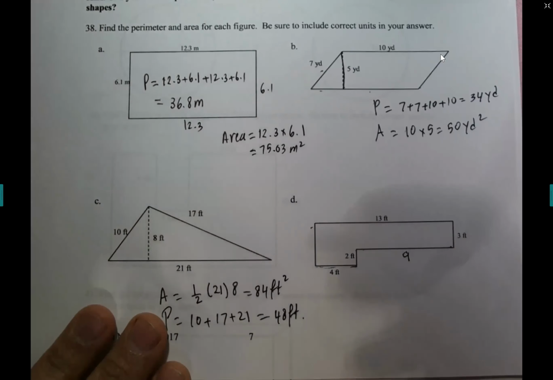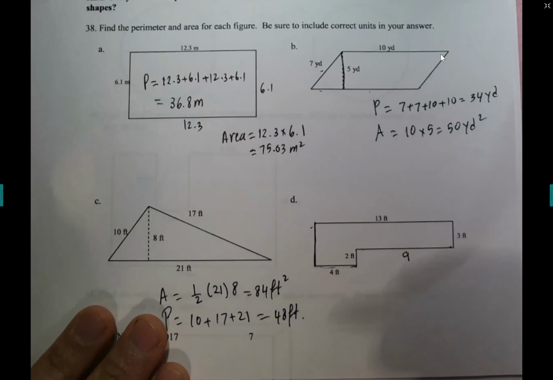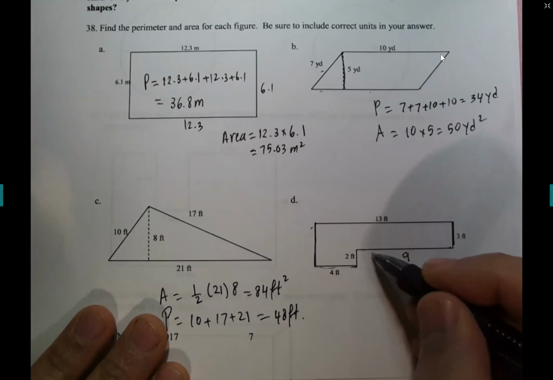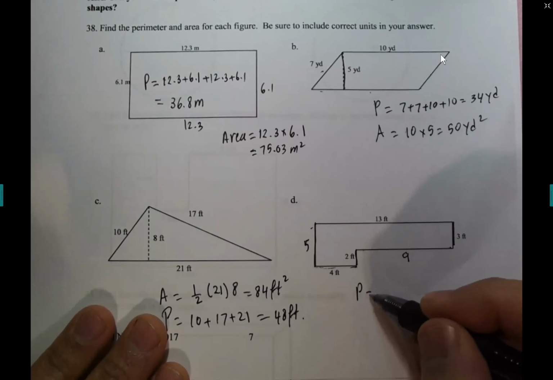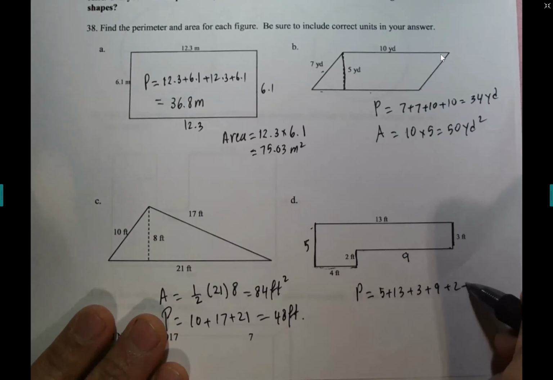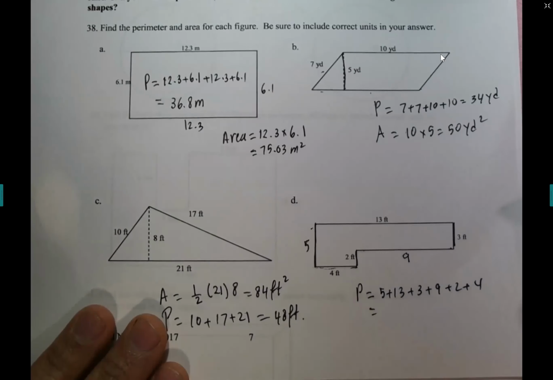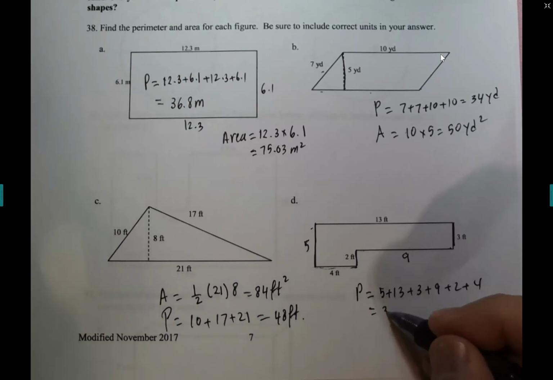Yes. And what about this, guys? 5, 3. 3 plus 2 is 5, good. And now I can find the perimeter, which is 5 plus 13 plus 3 plus 9 plus 2 plus 4, and add them up. 18, 21, 30, 36 feet.